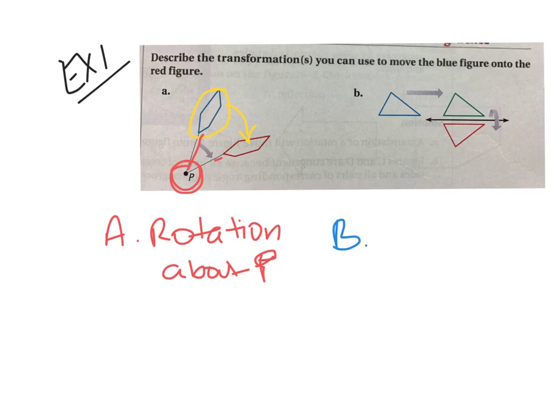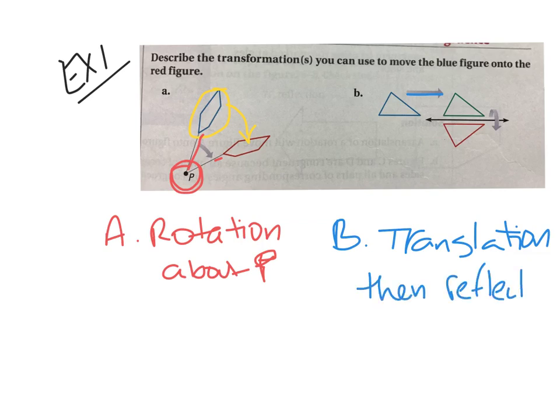Okay, for B, we have two transformations here. So what's the first transformation? Translation. Yeah, it moves from the blue to green, that's a translation. And then from green to red would be a reflection. Make sense? All right, let's look at example 2.